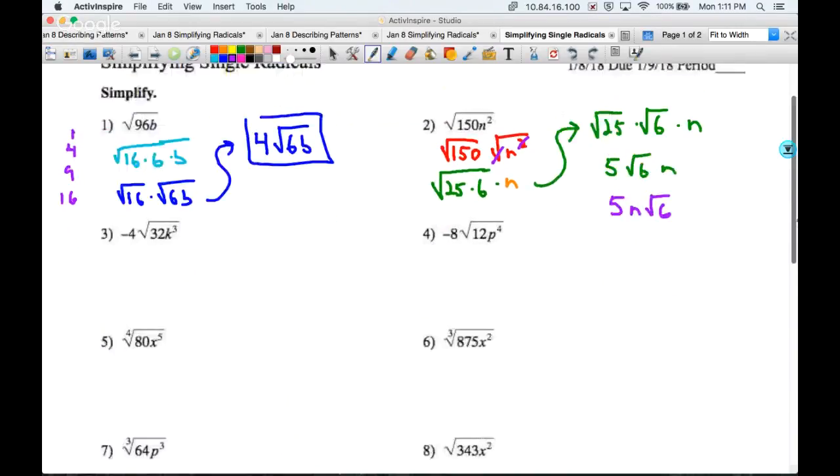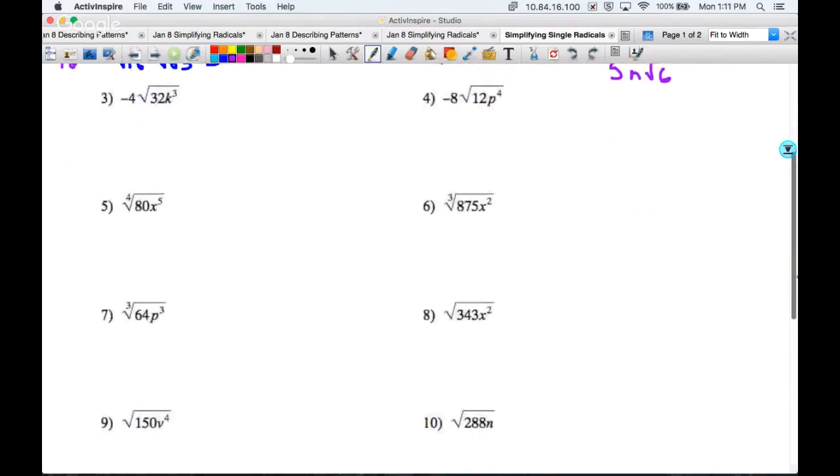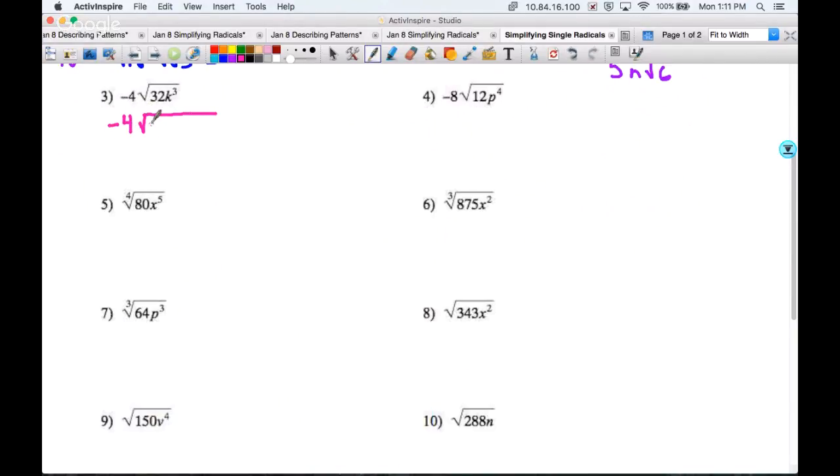All right, number 3 is a little bit more complicated yet because we've got a number out in front. That 32 can be split into a 16 and a 2, so now I've got negative 4 square root 16 times 2. And I'm going to expand the k to the third as k times k times k. All right, this can become negative 4 square root of 16 times the square root of 2 times the square root of k times k times k.